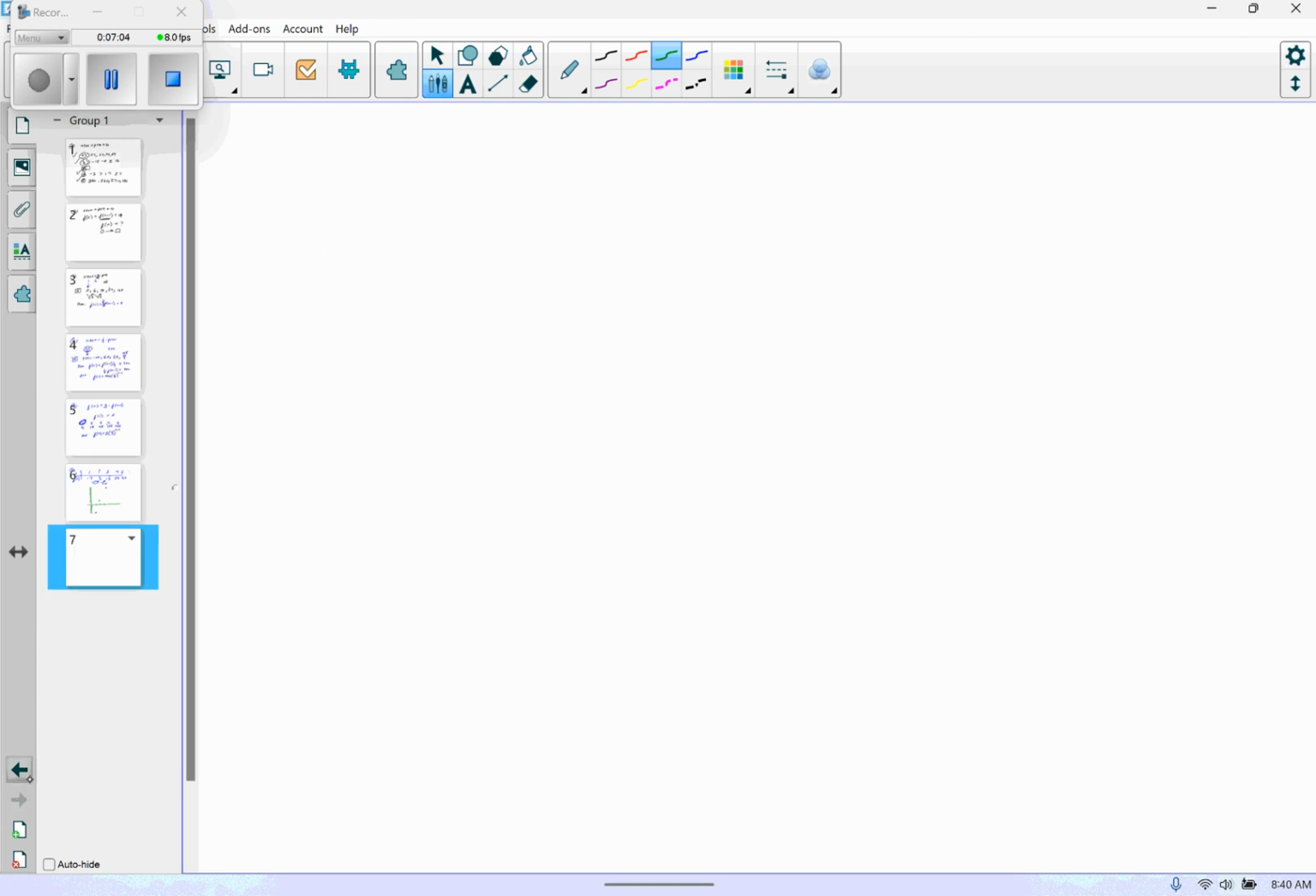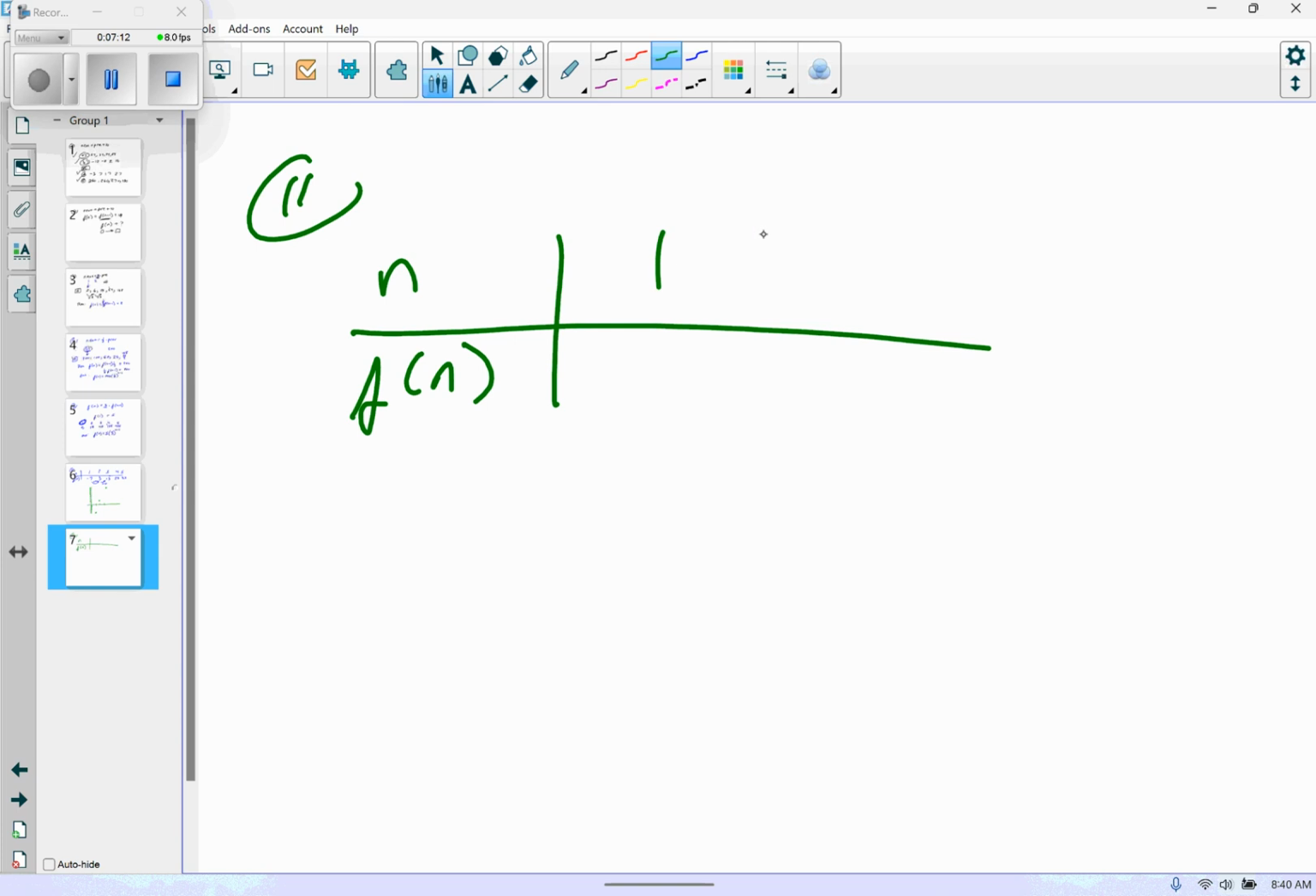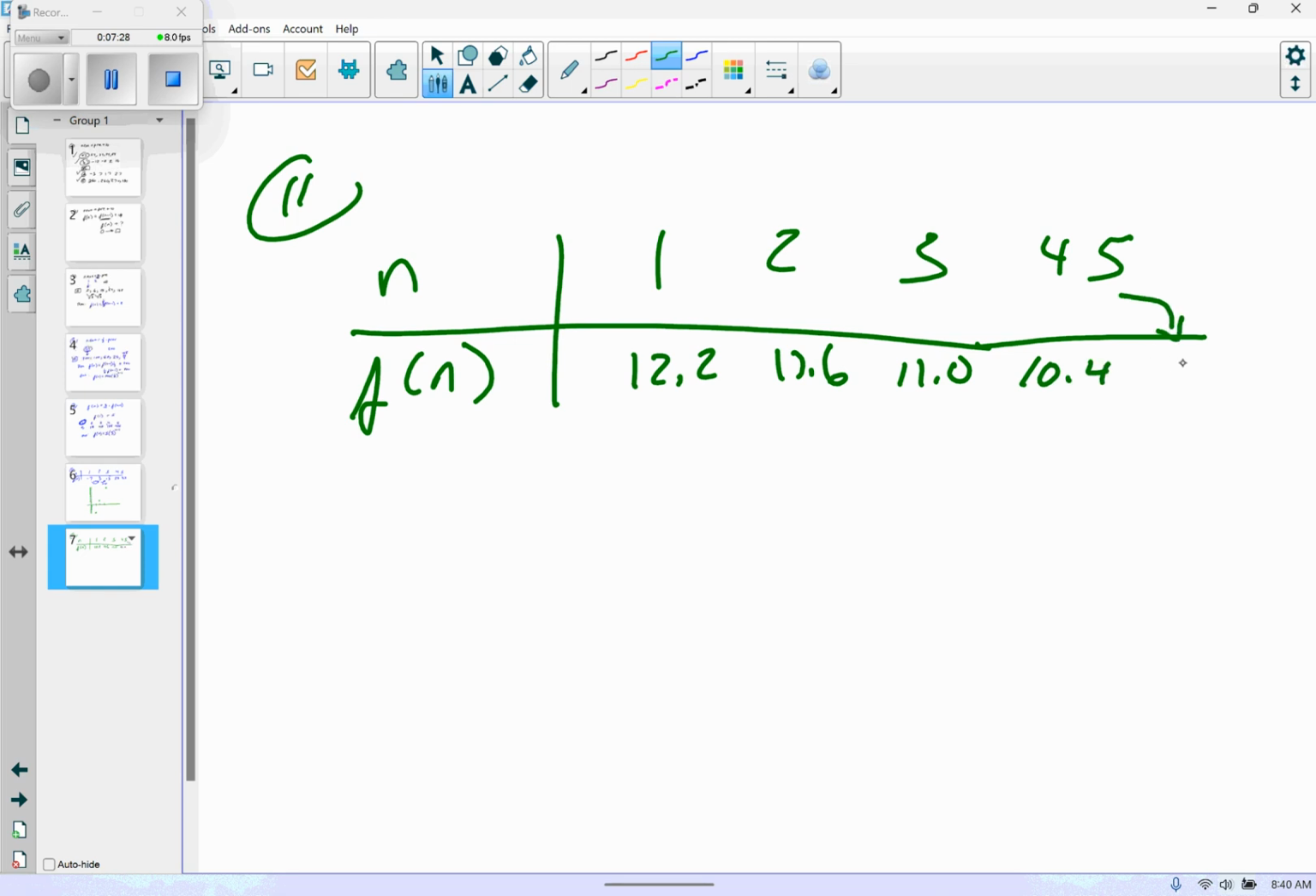We also need to take a look at number 11. I didn't do that one. Okay, so we have n, f at n. So we have 1, 2, 3, 4, 5. We have 12.2, 11.6, 11.0. So we're subtracting 0.6, so that's going to be 10.4. And then our fifth term is going to be 9.8.